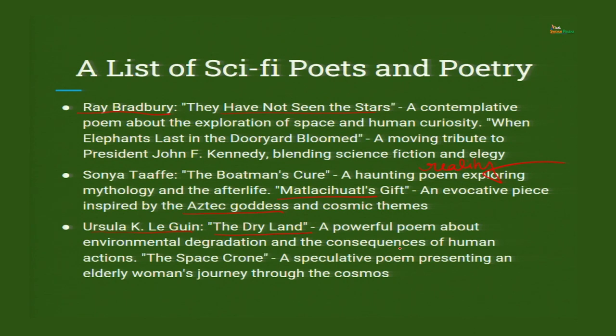So Ursula K. Le Guin is not only talking about the powerful poem of environmental degradation, but she is also contemplating the situation of the old population. How many of us really think of the old population once we start writing literature? We start with young people so that they can make mistakes and literature will grow. But however, if a person as old as the space crone, that is the old lady, a crone is an old lady with a hunchback who is crooked, who is not able to walk properly. So that crone is journeying through the cosmos, and what are her adventures? That is a poem about it.